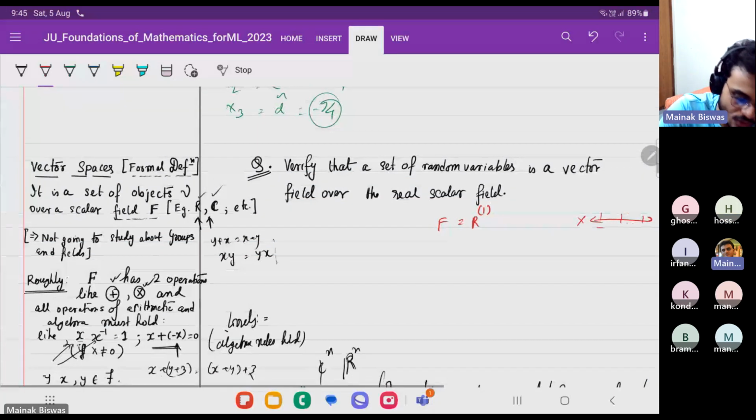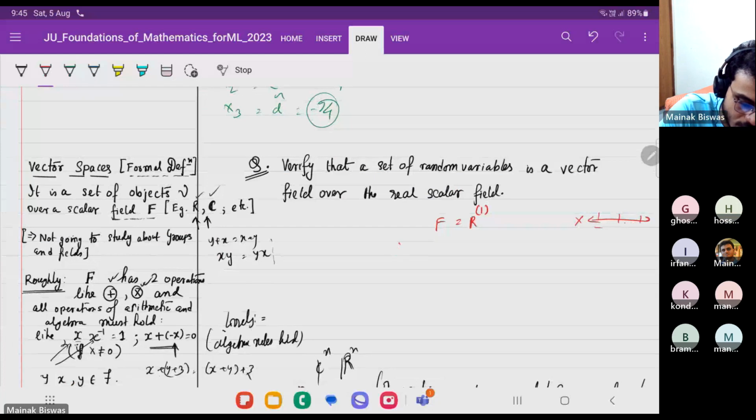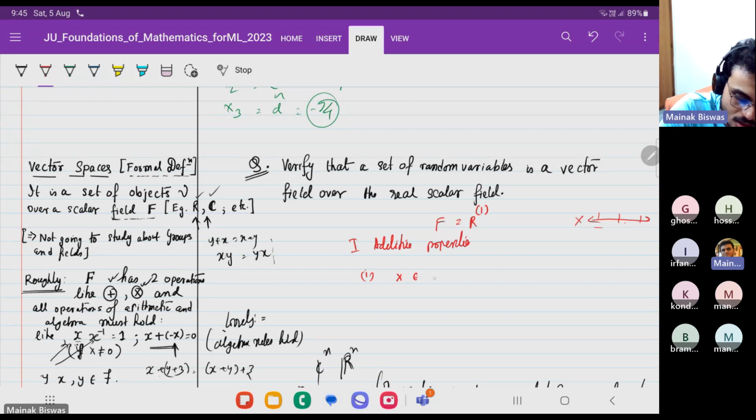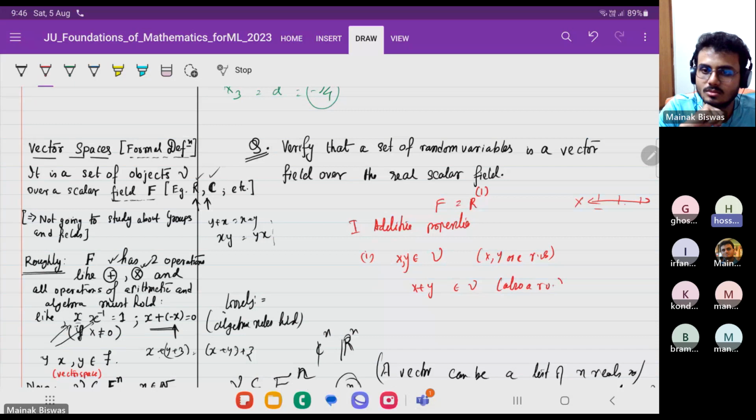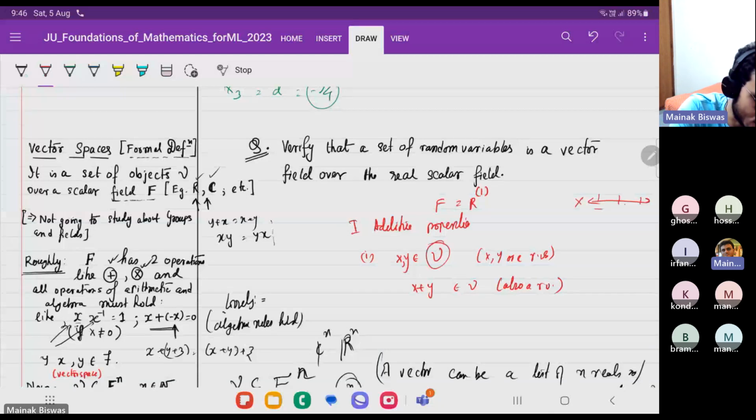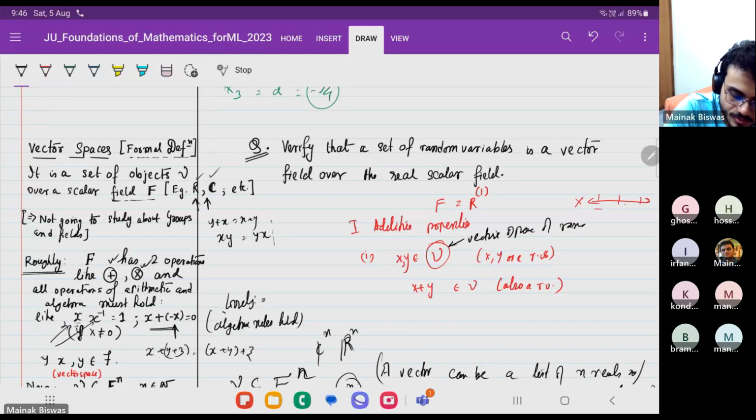Yes. So first is the additive property. What is the first property that it must have? Say the vector space is V of the random variables, and X and Y belong to it. So X and Y are random variables. Do you agree X plus Y is also a random variable? Yes. So it will belong to that vector space or not? Agreed? So X plus Y will also belong to the vector space.